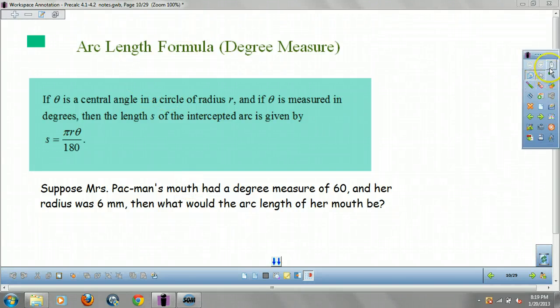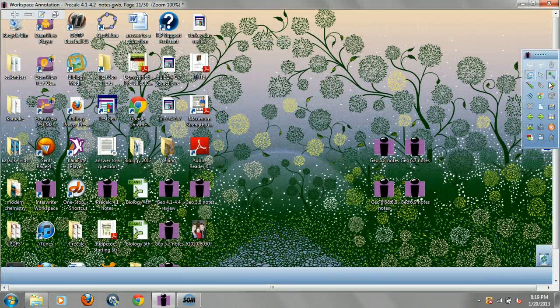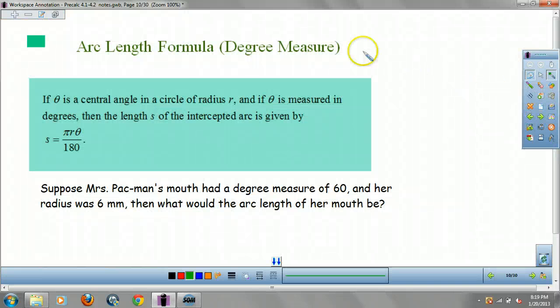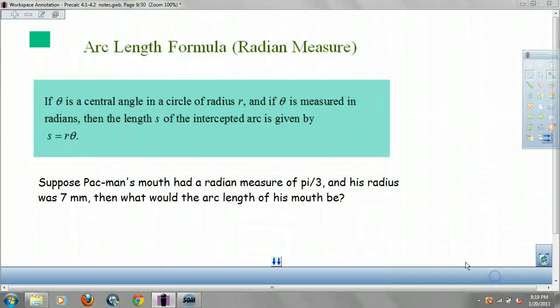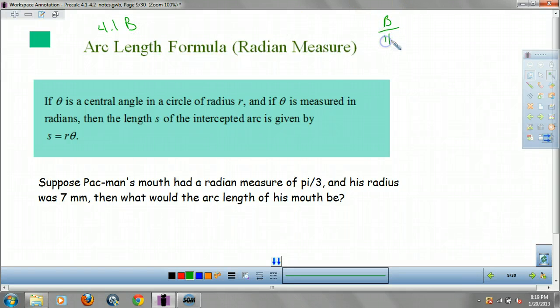Today we are looking at... Holy smokes, that went wrong. We're looking at 4.1 of B, arc length formula, degree measure. Oh my goodness, 4.1B. I'll take 2 for that, guys. That's crazy bad.